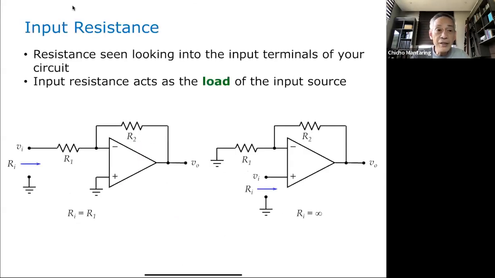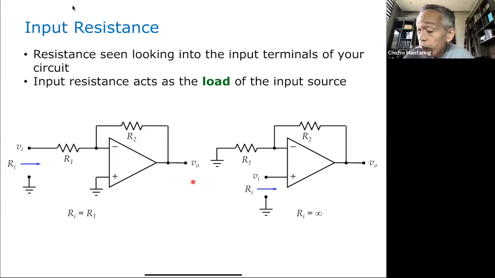Okay, the thing about buffers, so this is your buffer, ang maganda sa buffer is pag tinignan mo yung input resistance. So what is input resistance? The input resistance is the resistance looking into the input terminals of your circuit. So this is my circuit. My input terminals are my non-inverting input with respect to ground. If I take a look at the input resistance, it is equal to infinity. Because the current flowing here is equal to 0. And therefore, my input resistance is equal to infinity.